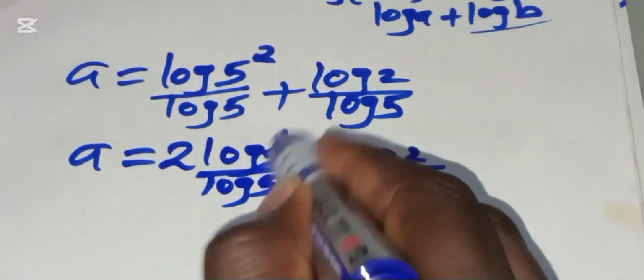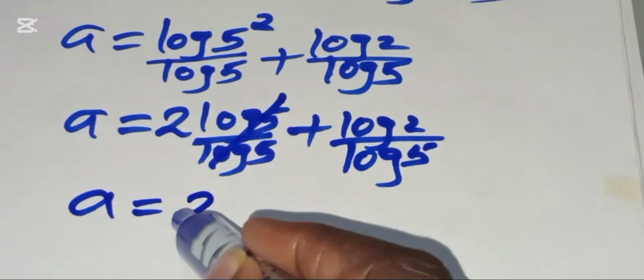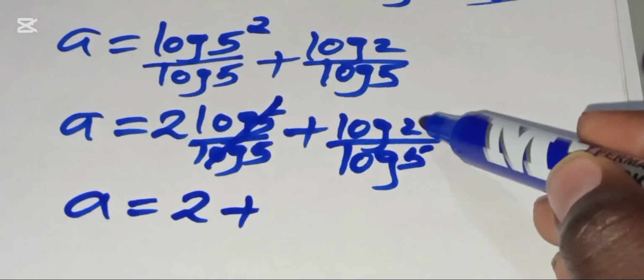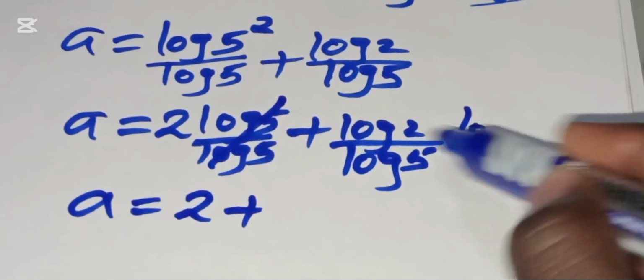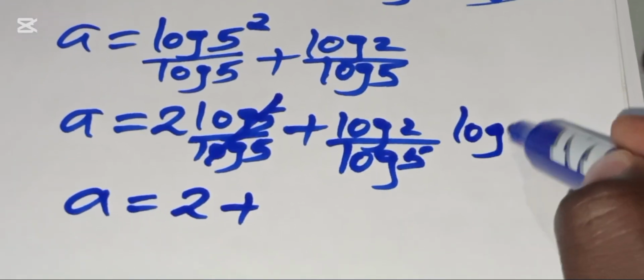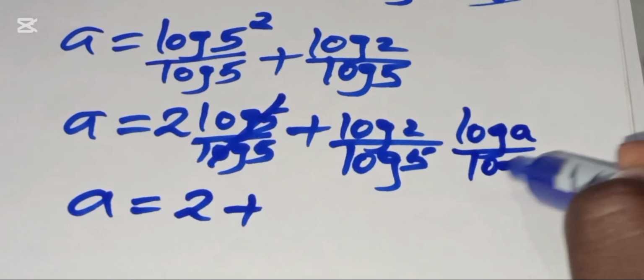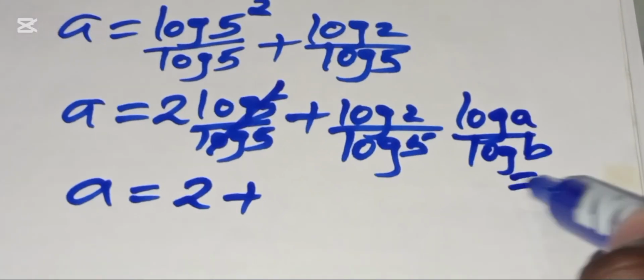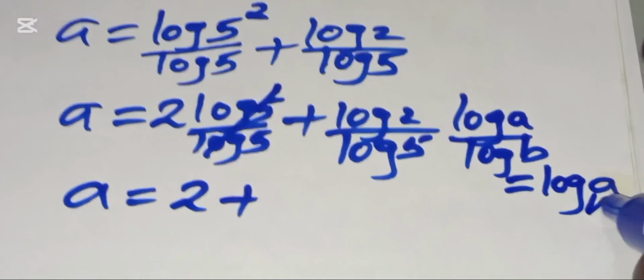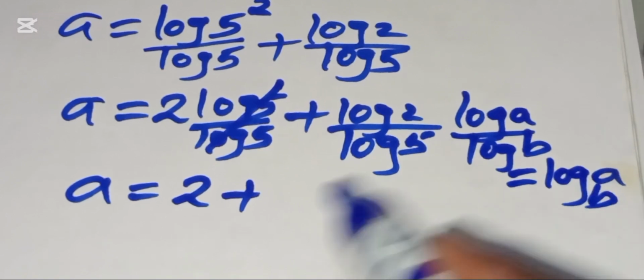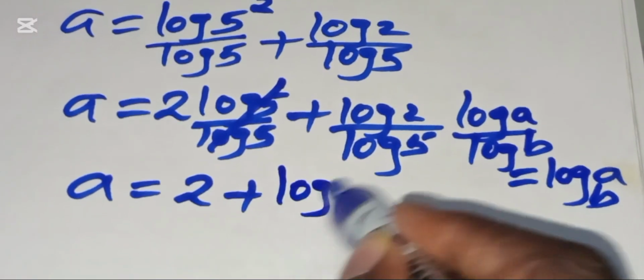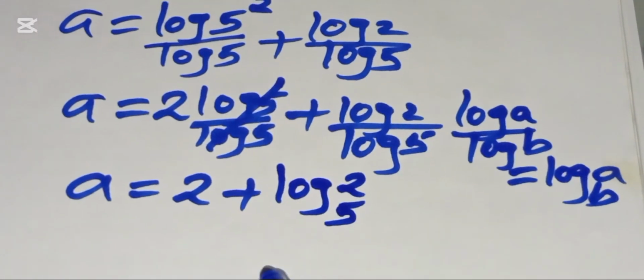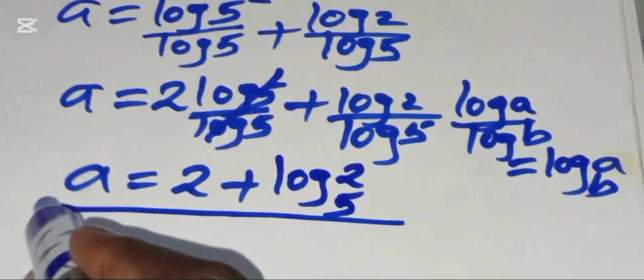Now if you simplify here, we'll have a is equal to 2 plus, now log 2 divided by log 5. That is, log 2 divided by log 5 is in the form of log a divided by log b, which you can express as log a to base b, okay? So let's apply this property. We'll have log 2 to base 5.